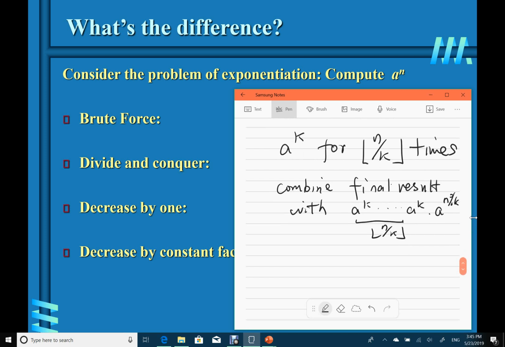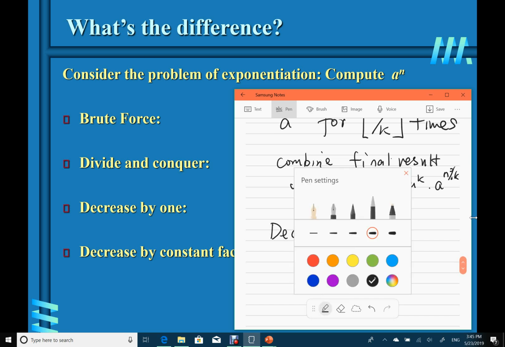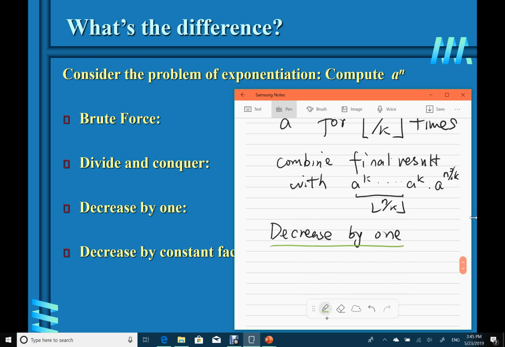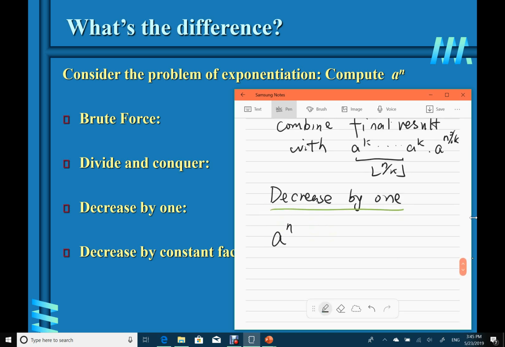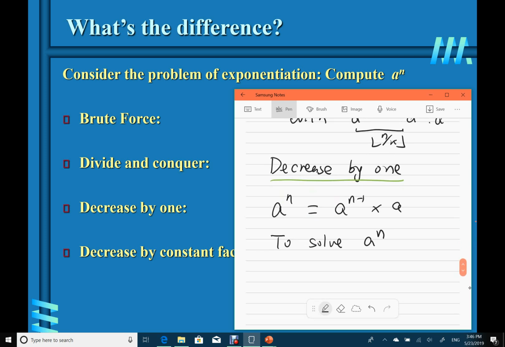And you can see this divide and conquer is divided into different groups, and each group has the same size of instance, for example. And this is decrease, divide and conquer. Now let's take a look if it's decreased by 1, by a constant. So in that case, we can treat this problem: we want to calculate a to the power of n equal to a to the power of n minus 1 times a.